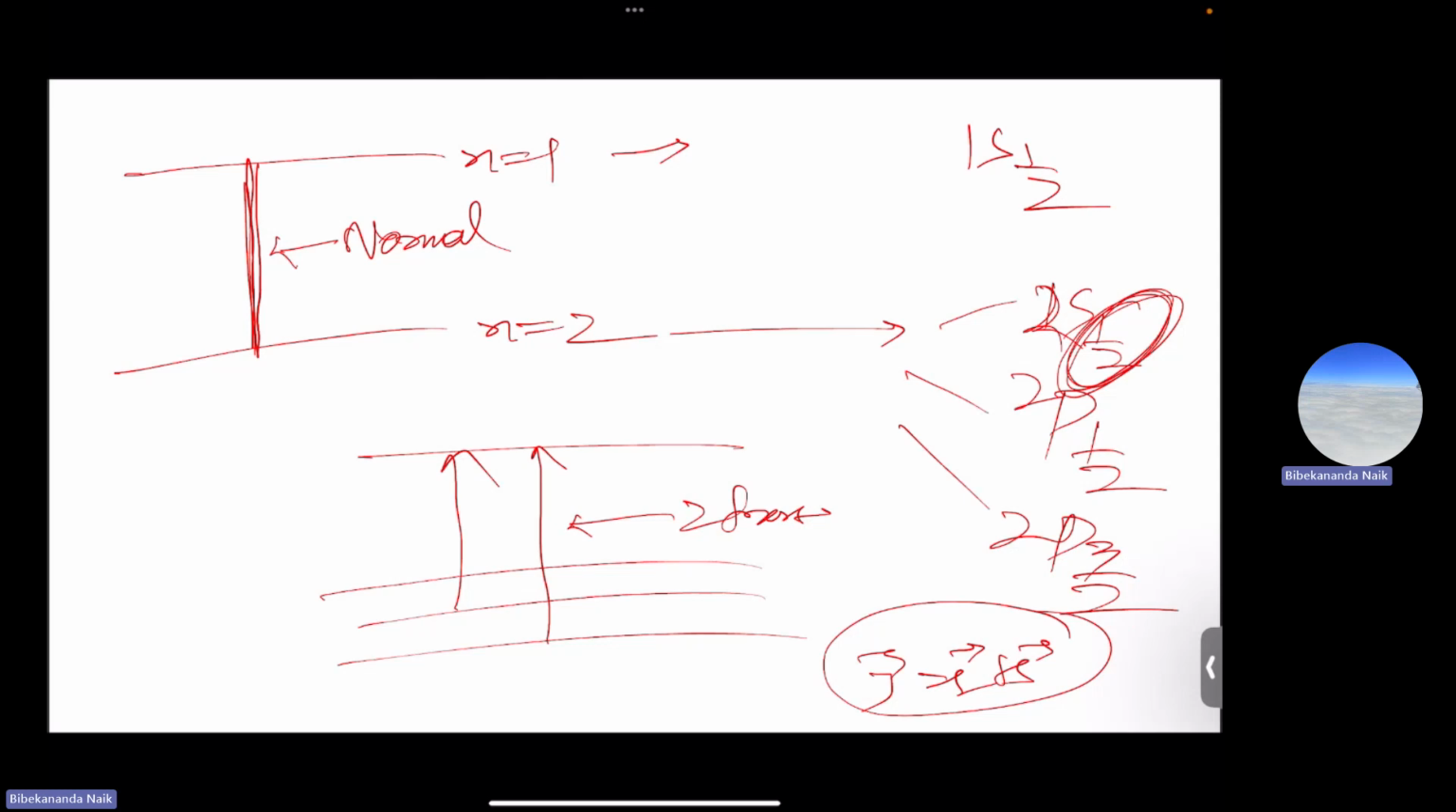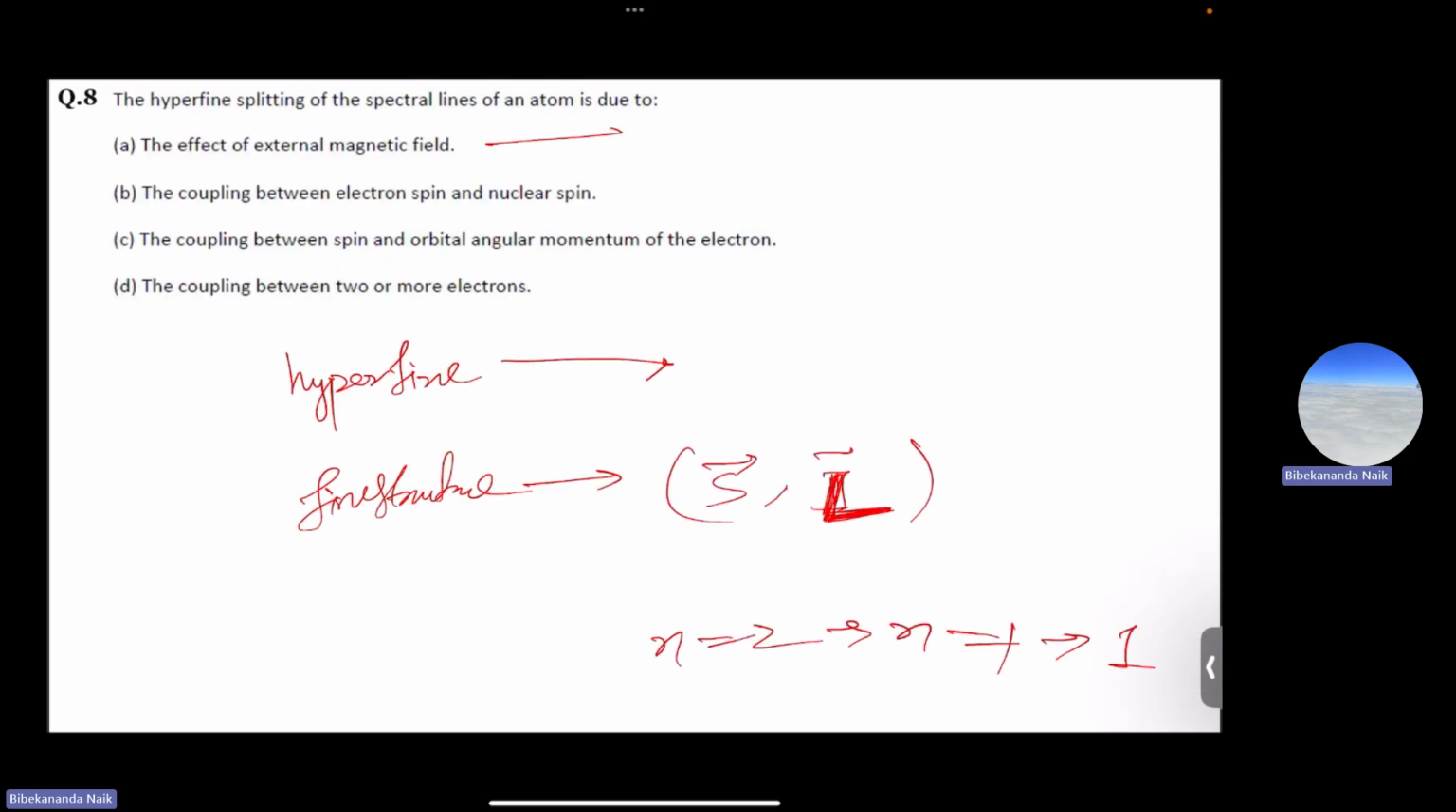Similarly, we know when the atom is placed in an external magnetic field, the splitting is called Zeeman splitting. So the first option, the effect of external magnetic field, is called Zeeman splitting. So this is not the correct option. The coupling between electron spin and nuclear spin, this is the correct option. I will come back to it later.